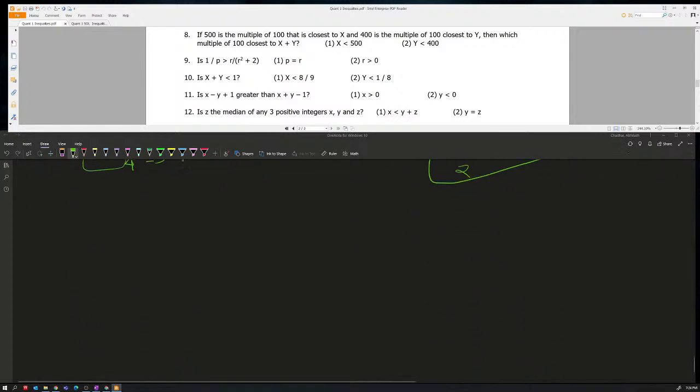Okay, let's see question number 8 here. Question number 8 looks quite easy. Let's see.